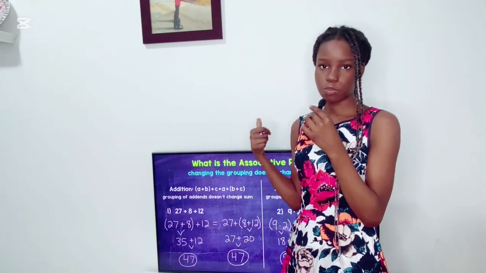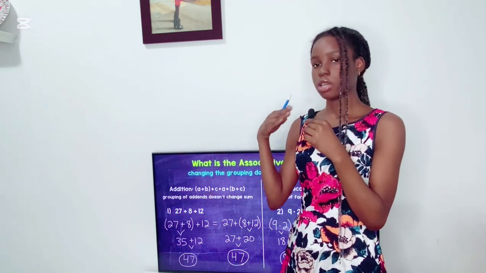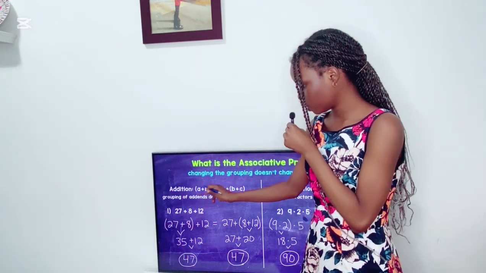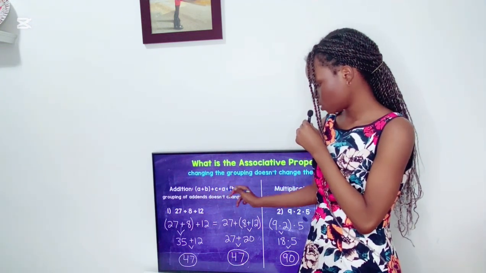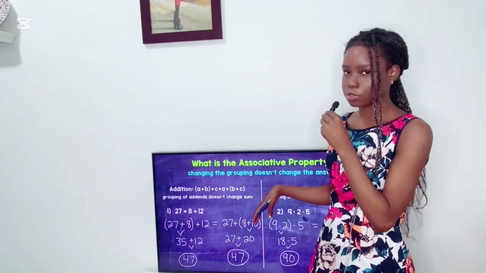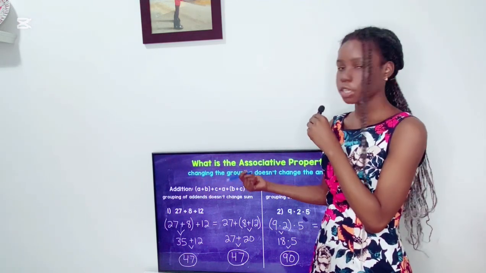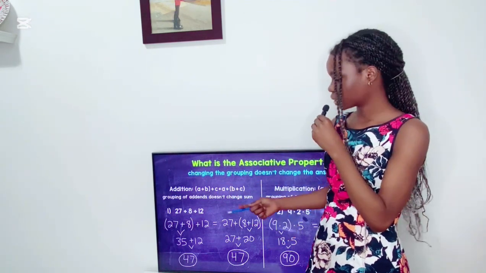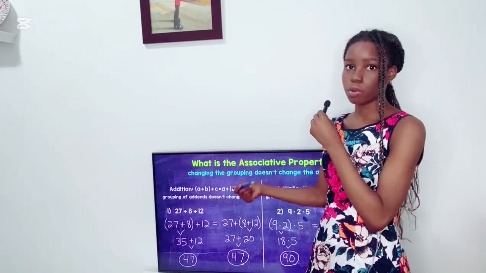And just like the commutative property, it only works on addition and multiplication, no subtraction, and no division. As you can see, it says for addition, bracket a plus b, close the bracket, plus c equals a plus bracket b plus c, close the bracket. It's kind of confusing, but just like commutative property, what they're trying to tell us is that no matter the way you group it, or changing the grouping, it still won't change the answer. Whatever answer you get, even if you change the grouping, it's still going to be the same.